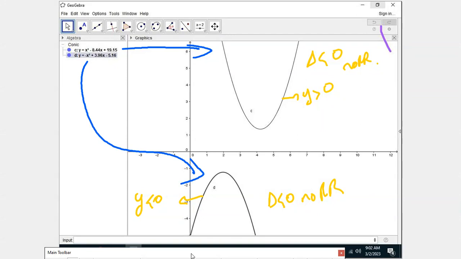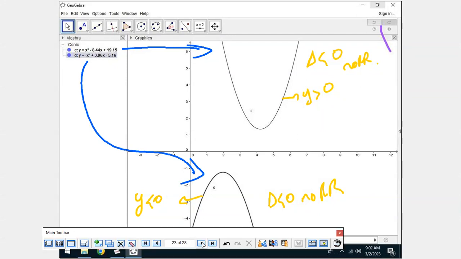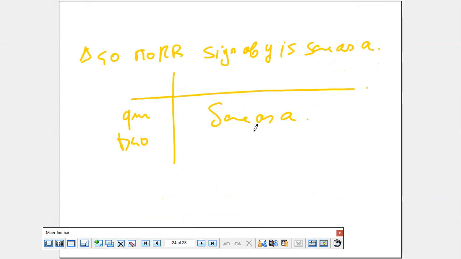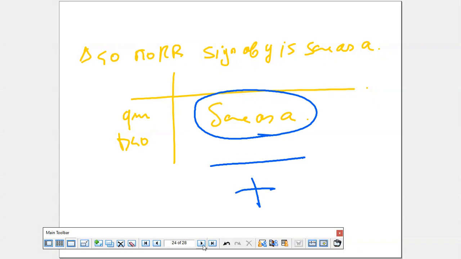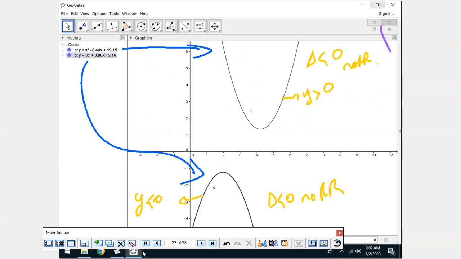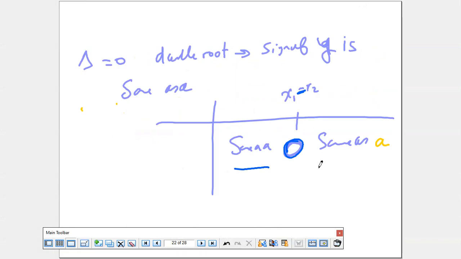So exactly the same as the double root, but here there's no root. So the table doesn't, I cannot see here a zero. So when delta is negative, all the time I have the same sign as A. So either it's all the time negative, or it's all the time positive. And also here in delta equal to zero, either it's all the time negative or it's all the time positive.